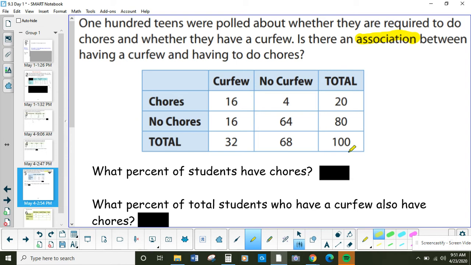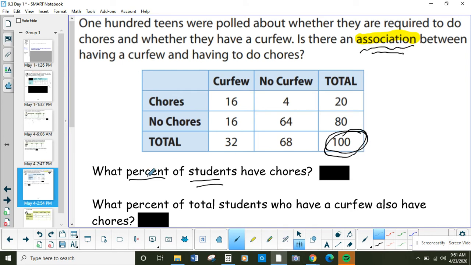Okay, so let's do this one step at a time and see what I mean by that. First things first, we're finding if there's an association. You have to find the percent out of everybody. So an association, or is there a relation, question means you're going to use a total for one of them.